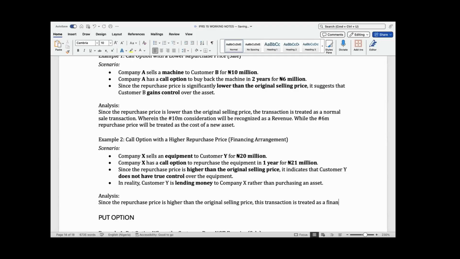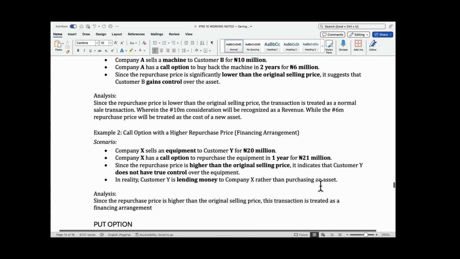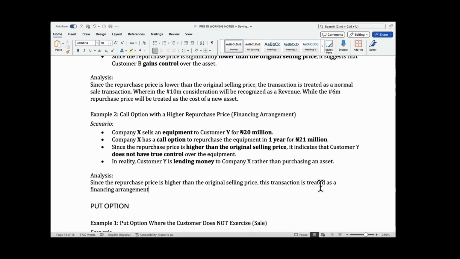financing arrangement. Mr. Christopher, is this font size okay for you? You didn't say anything today. That means it's okay anyway. It's fine. It's fine. Thank you.